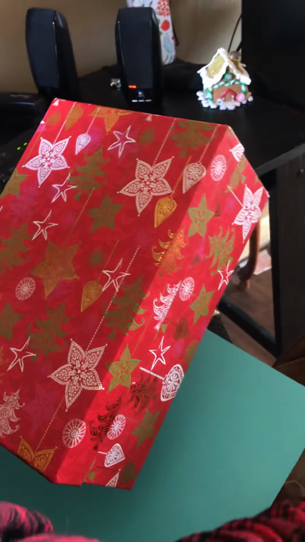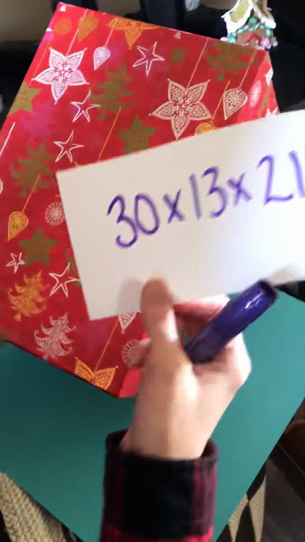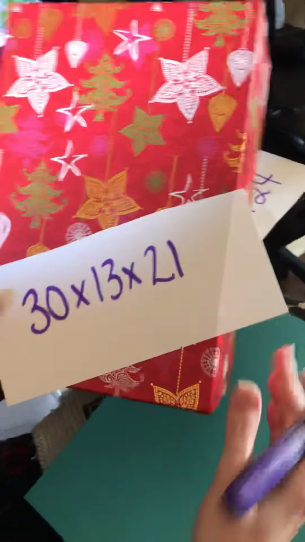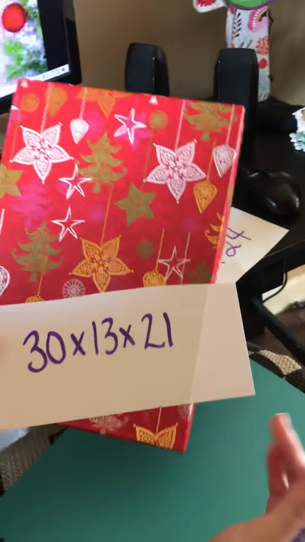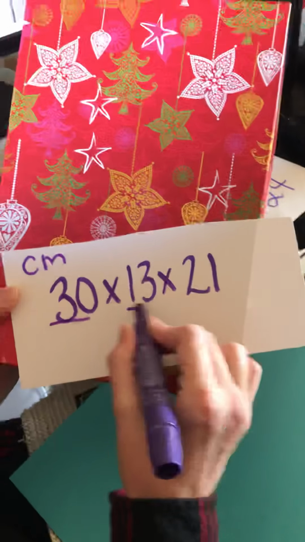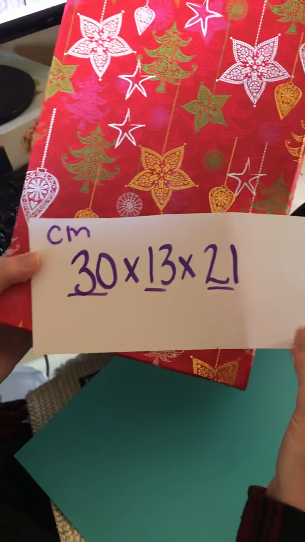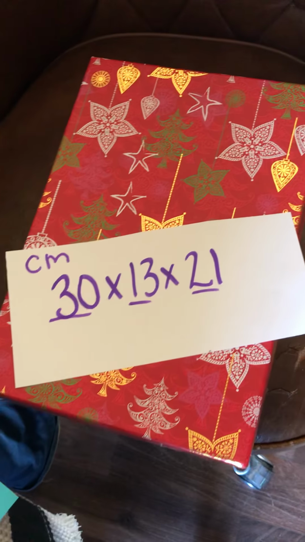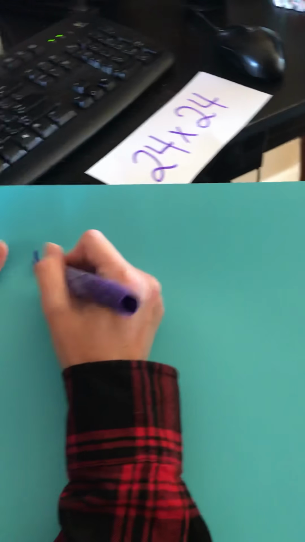All right, now we're going to do one other problem. And so if you'll remember, back when we did volume, we multiplied the length times the width times the height. So I've already measured the length, width, and height in centimeters of this box. So I've got it 30 by 13 by 21. So I'm going to go ahead and multiply the length times the width first. So 30 times 13.